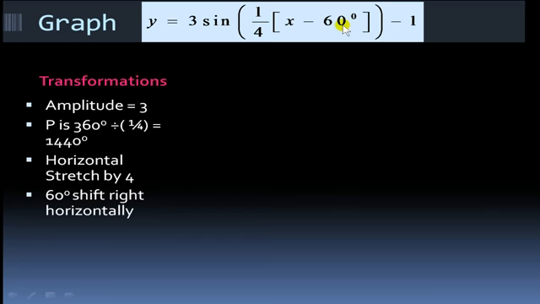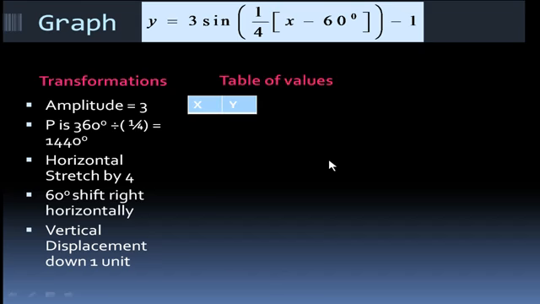And the minus 60 indicates that you've shifted 60 degrees horizontally to your right. And the last transformation is a vertical displacement of down 1 unit. So, in order to plot our 5 key critical points as they've been transformed by these 4 influencing factors, let's keep in mind the original table of values for the sine function.